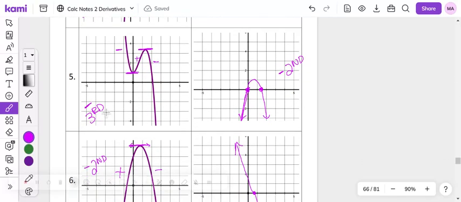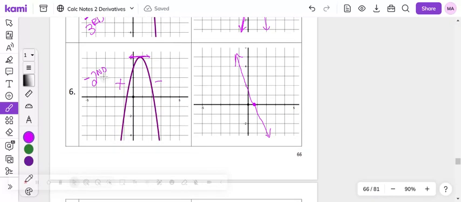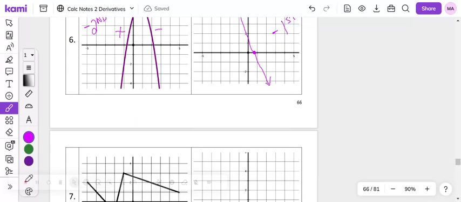This one was a negative third degree polynomial, which resulted in a negative second degree derivative. And number 6 was a negative second degree polynomial, which resulted in a negative first degree, which is a line with a negative slope. Okay, let's go to the next page.